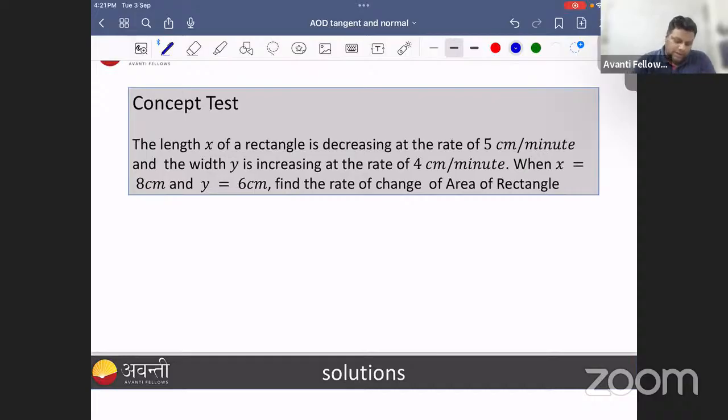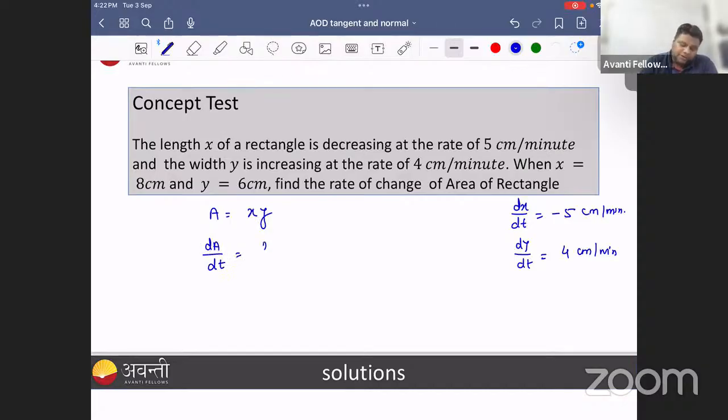Now see, length x is decreasing at 5 centimeter per minute. Means dx by dt will be taken as -5 because it is decreasing. Now y is increasing, dy by dt is 4 centimeter per minute. Am I clear about it? Now area is what? Area of a rectangle is xy. So differentiate it with respect to t. Here on the right side, I will apply product rule. So it is x dy by dt plus y dx upon dt.